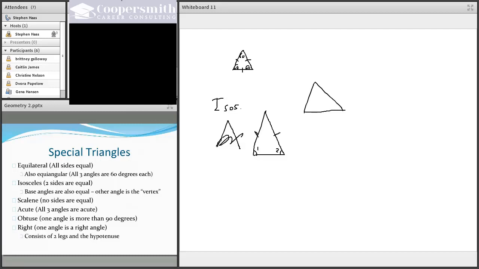Now, then there is an obtuse or a right triangle. A right triangle is a triangle with a right angle in it. Of course, there can only be one right angle in a triangle, because the right angle is 90 degrees, which means the other two have to equal up to what? Angle 1 and angle 2 have to equal up to 90 also, because the whole triangle has to equal up to 180 altogether, and the right angle already consumed 90 of them.